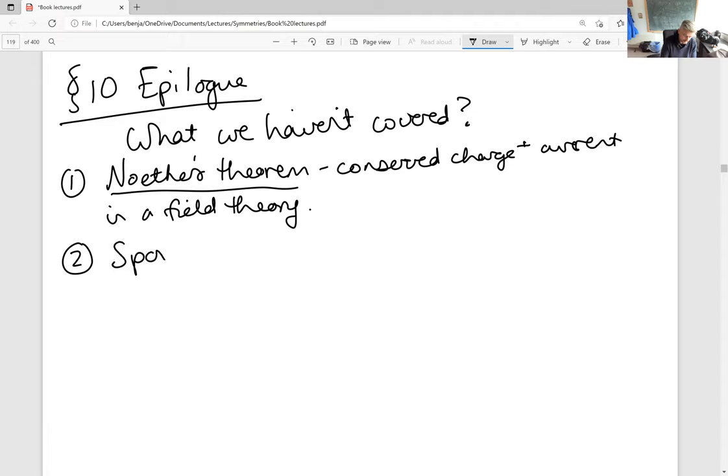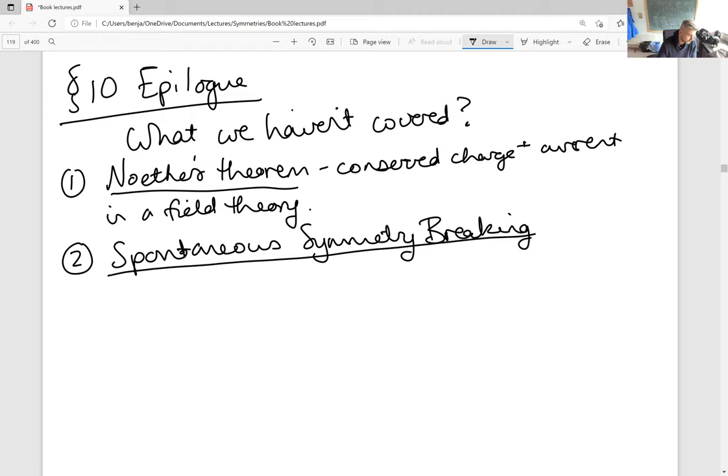Spontaneous symmetry breaking, this is an important topic. It's an application that's taken further between quantum field theory and our symmetries. This describes how symmetries in quantum field theory can be broken spontaneously by the vacuum state.